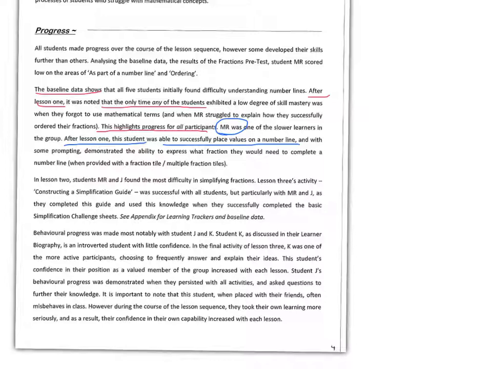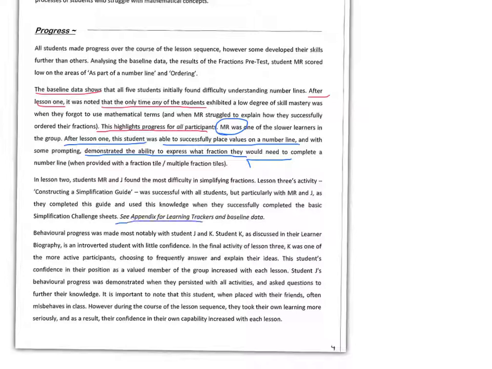Very specific. He's able to successfully place values on a number line, which was one of the learning intentions. He's able to demonstrate, to express what fraction they would need to complete the number line. So again, giving really strong evidence and quite specific language about what the student can now do. Very unambiguous, which is what we like.